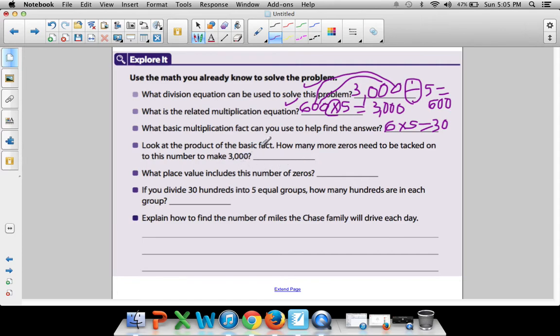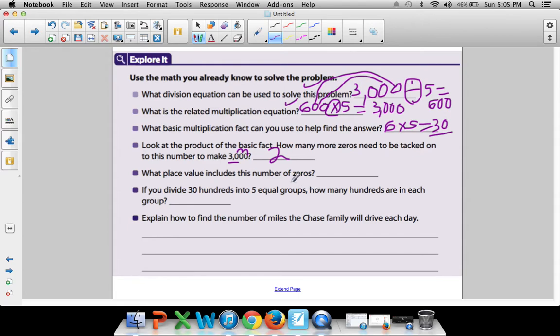Look at the product of the basic fact. Product is answer, that's that 30 right there. How many zeros need to be tacked on to take this number to 3,000? Well, it's already 30, so it already has a 3 and a 0. But to get to 3,000, it would need how many more zeros? 2. What place value includes this number of zeros?